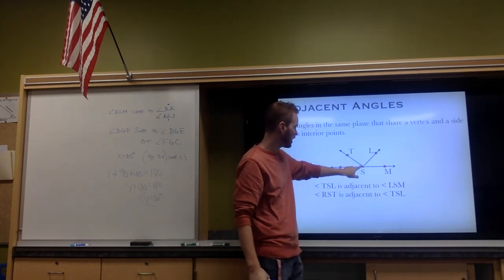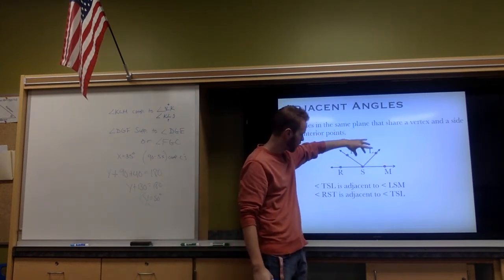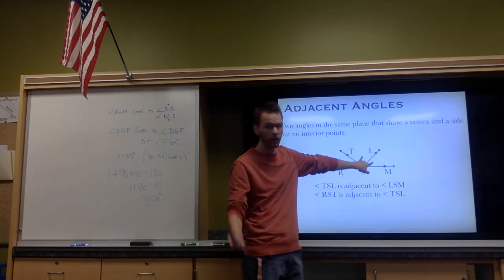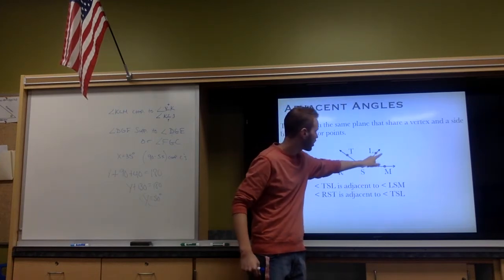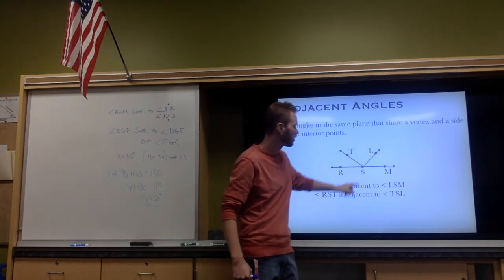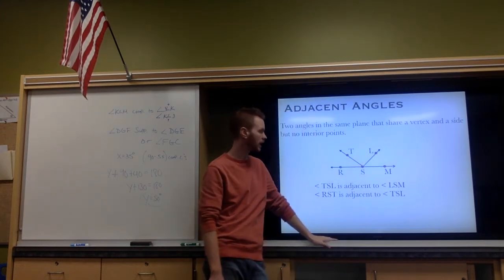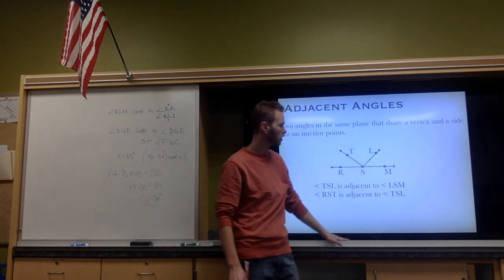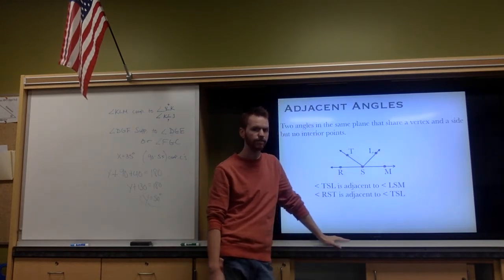So angle TSL, this middle angle, is next to this guy, which is LSM. So they're next to each other. They have a common side, right? Ray SL is that common side. And the interior of both of them are separate, right? They don't share an interior.